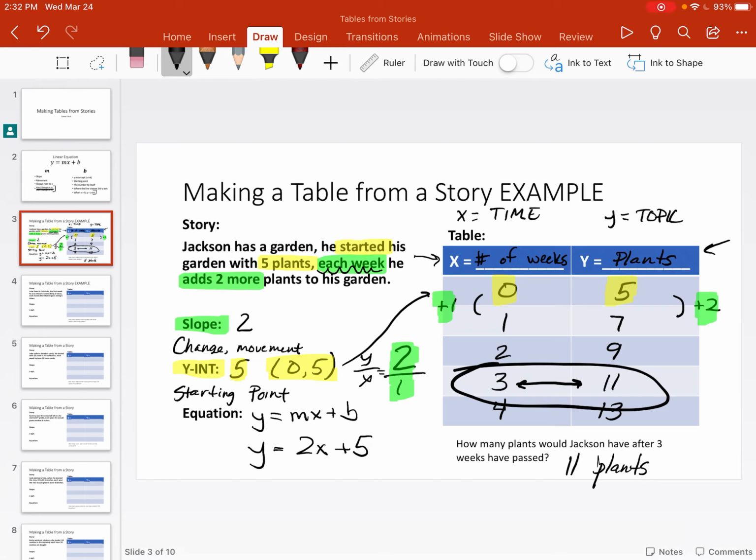So we can use tables to figure out how much of something or how little of something we would have after a certain time. Or if we're looking for, okay, I want to have 100 of something, how many weeks is that going to take me to get 100 plants or 100 stickers or 100 baseball cards or something like that? So we can use tables to kind of, to our advantage, almost see into the future or predict or make an inference of what's to come. So that's our first example.